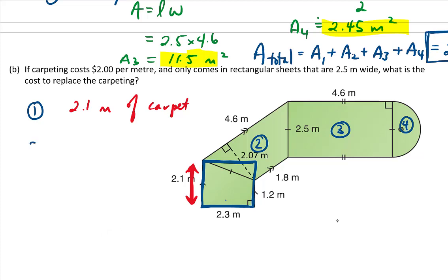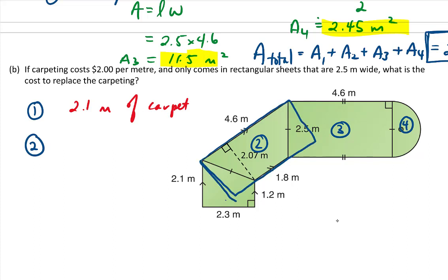Alright, let's go to section 2. Section 2, I need enough to cover this, but remember you can only buy it in rectangular sheets. There's going to be some waste. So there's the next piece I need, right? So this is going to be like the waste when you cut it away. But I need a sheet now that's 4.6 meters in length. So 4.6 meters of carpet.